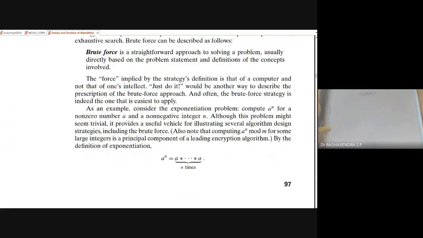Similarly, we have a to the power of n. It can also be written like this: a times a, and so on up to n times. This can also be considered a power, an exponential of some term, which can be represented like this.